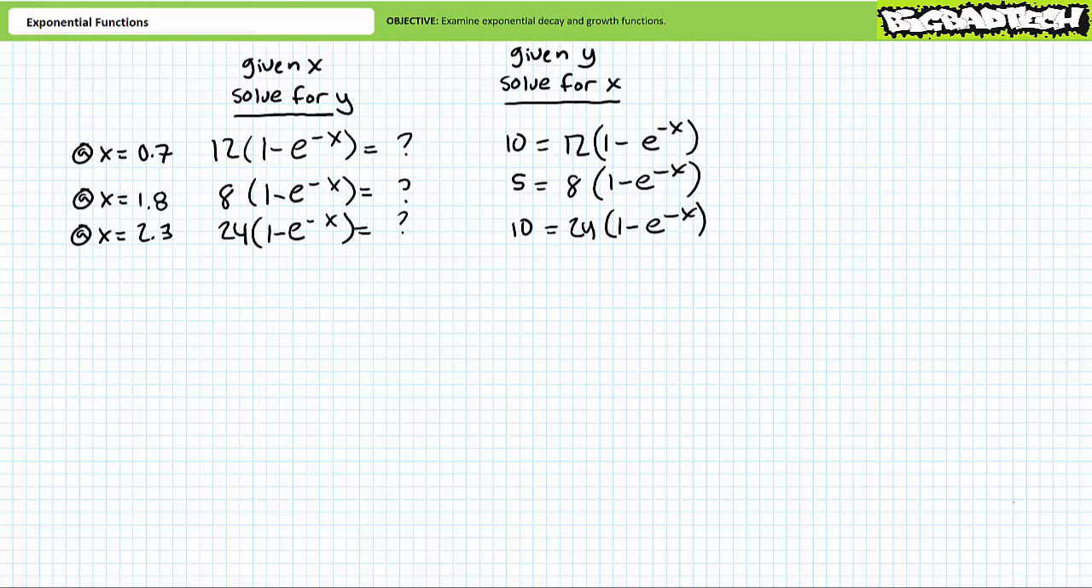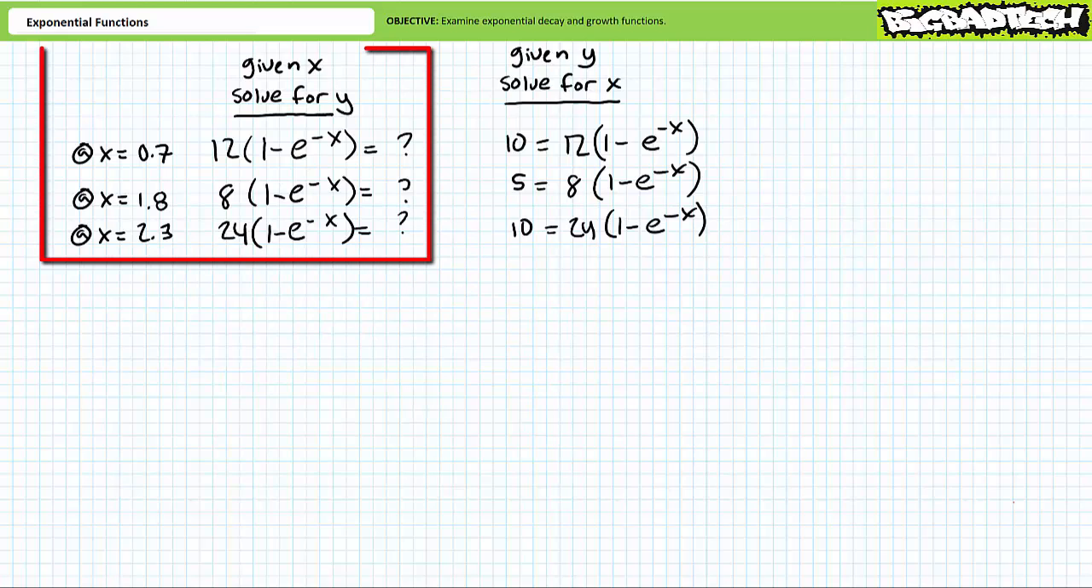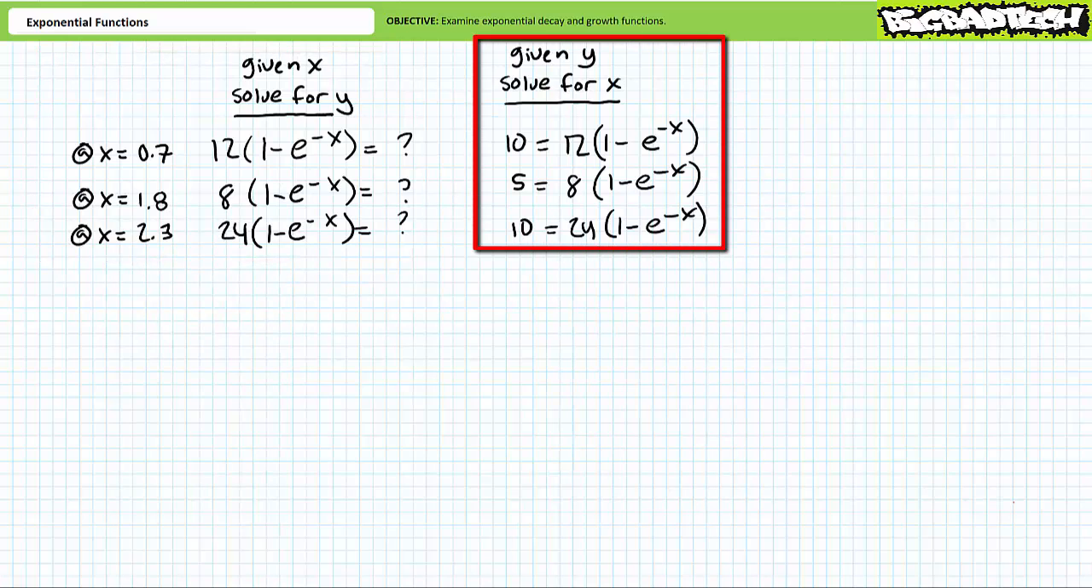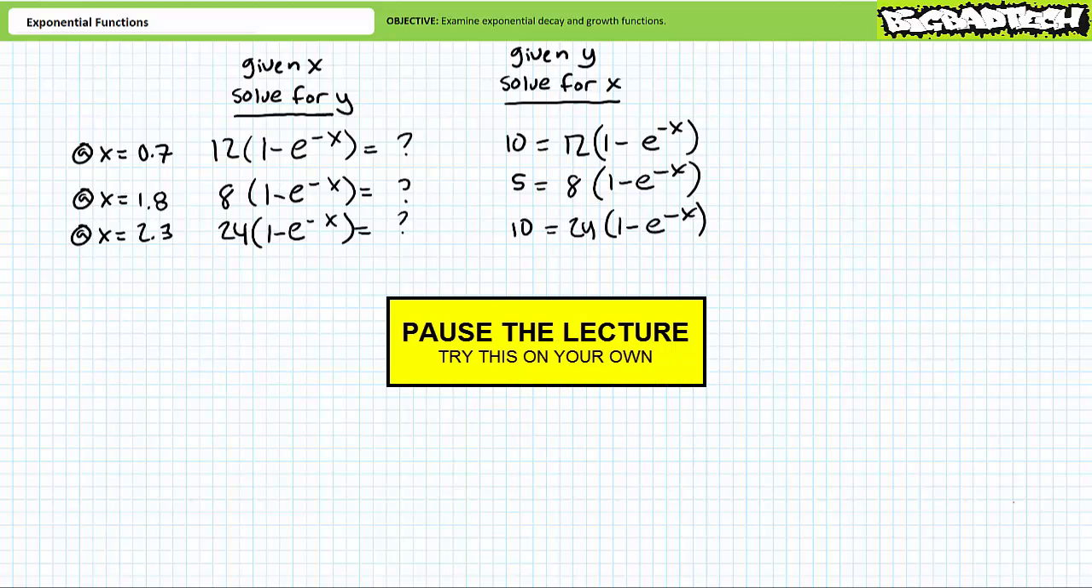Try these example problems on for size. For the first set on the left, given these x values, solve for the resultant y values. For the second set on the right, given these y values, solve for the x values that satisfy these conditions. By all means, pause the lecture and try these examples on your own. If you're tracking, you should have obtained the following results.